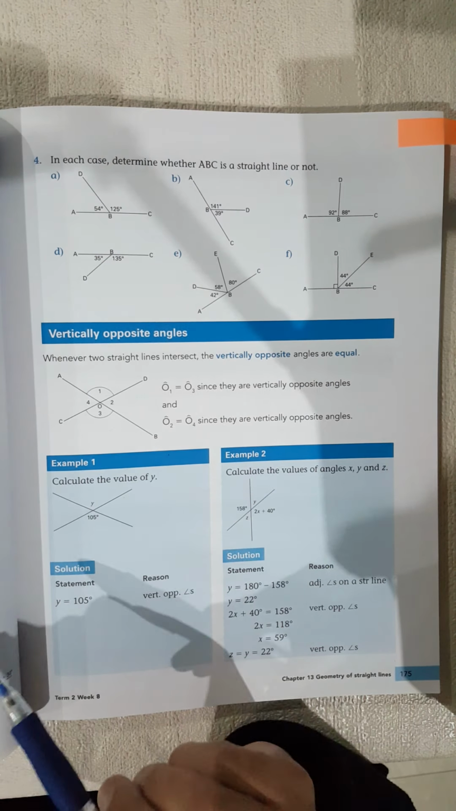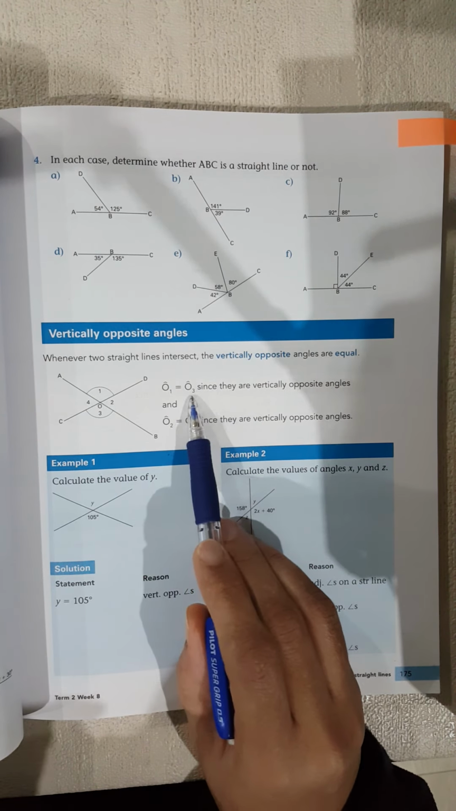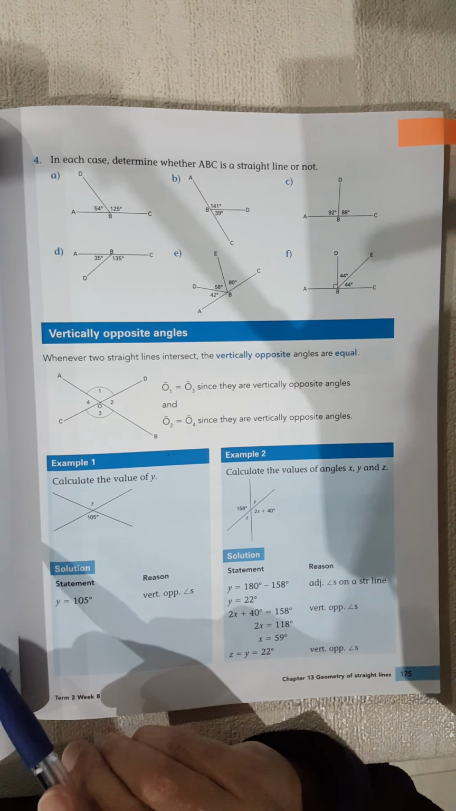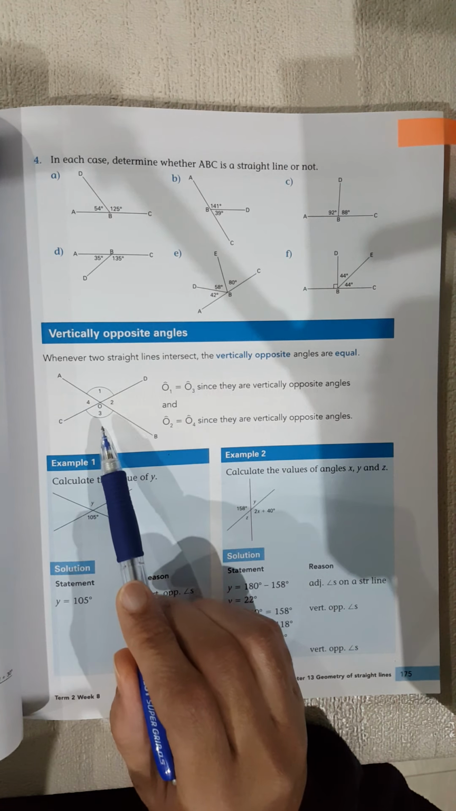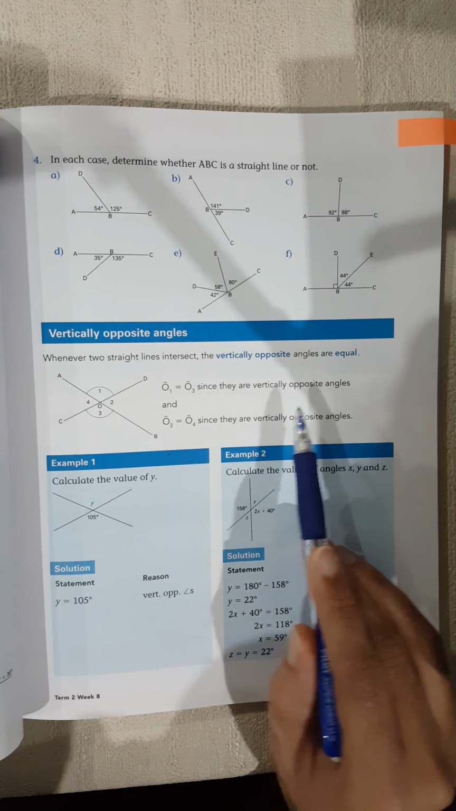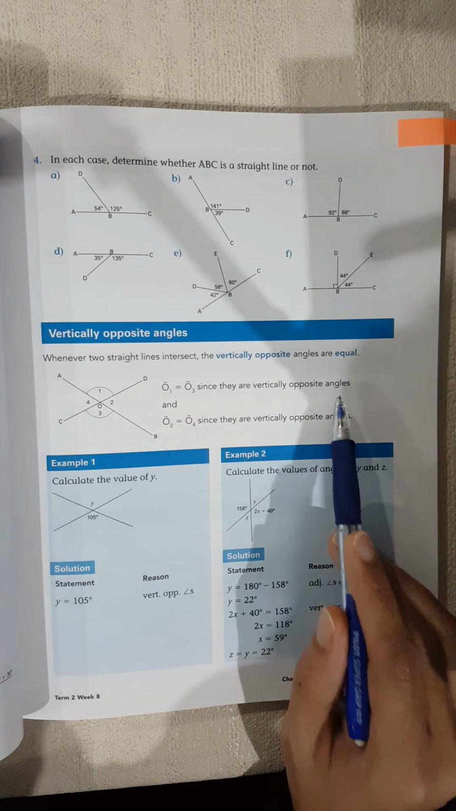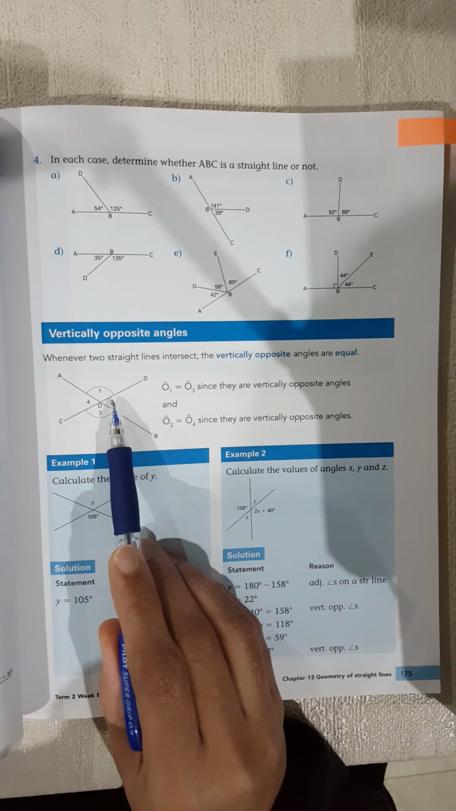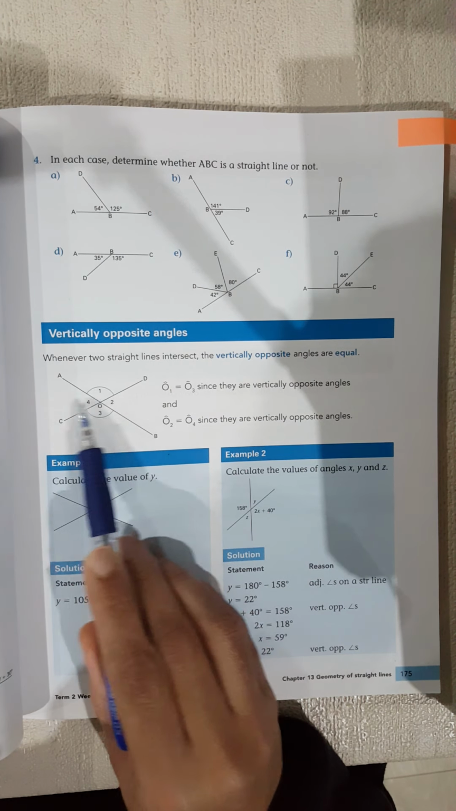It's a rule. And if I say O1 is equal to O3, remember I have to say a statement and then I need a reason. And what is my reason? My reason would be vertically opposite angles. Okay, so they are vertically opposite angles, right? And then I can also say that O2 is equal to O4. Those are also vertically opposite angles.